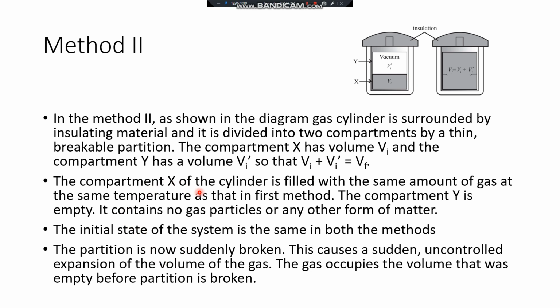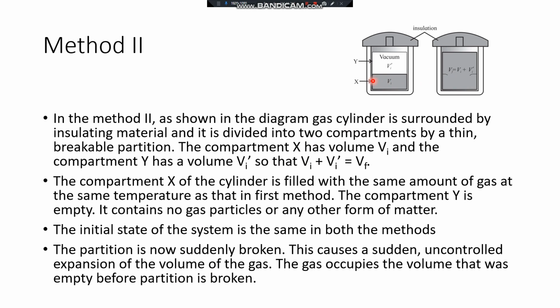The compartment X of the cylinder is filled with the same amount of gas at the same temperature as in the first method. The compartment Y is completely empty. There are no gas particles or any other form of matter in compartment Y initially. So the initial state of the system is the same as in the first method. In both methods the initial state is the same, that is the volume of the gas initially is Vi at the same temperature and the amount of gas is also the same.